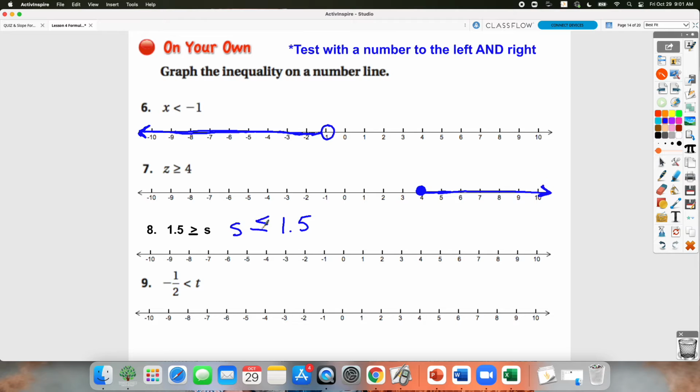1.5. So where is 1.5 going to be on my number line? Between the one. Yeah, in the middle of 1 and 2. Is that going to be an open or a closed circle there? Closed, because it's less than or equal to. And then since S has to be less than or equal to 1.5, are we going to shade to the left or to the right? To the left. So all of these numbers below 1.5 are going to be shaded.